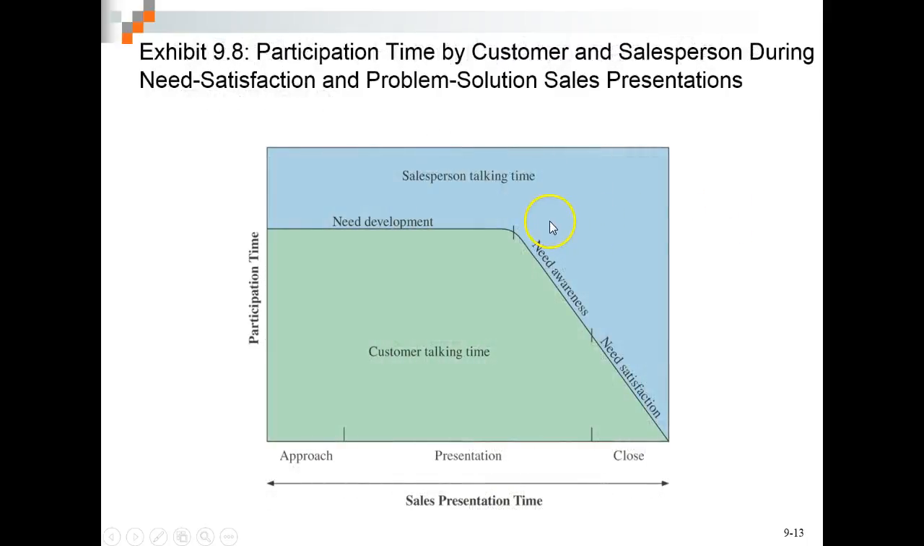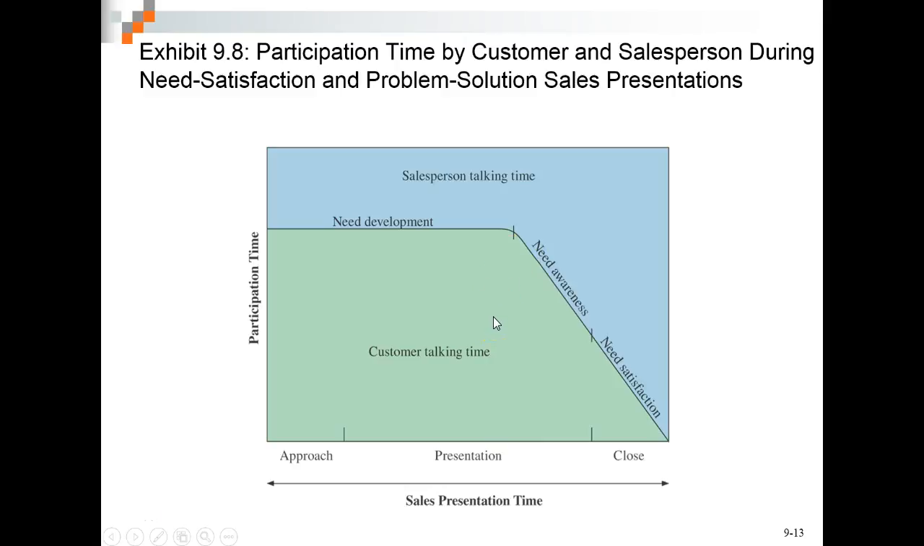You can pause if you'd like to look through this with a formula approach, but I wanted to skip ahead to this one. Need satisfaction or problem solution sales presentations. Look at this one. Okay, customer talking time is huge. Salesperson talking time, small, all the way through, almost through the entire presentation. Your customer is doing the talking through your presentation.